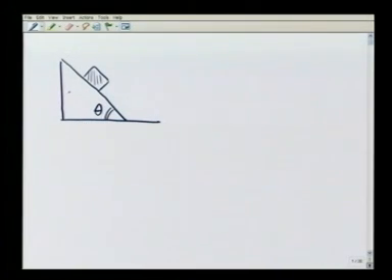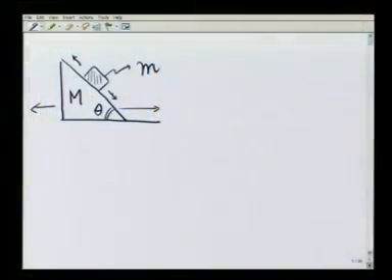The wedge has mass M, this block has mass small m, and all the surfaces are frictionless. Therefore, this wedge is free to move in this direction and the block is free to move along the inclined plane. This is a constrained motion because the block of mass small m is free to move only along the incline. Therefore, its y and x displacements are going to be related. Let us see then what the constraints are.